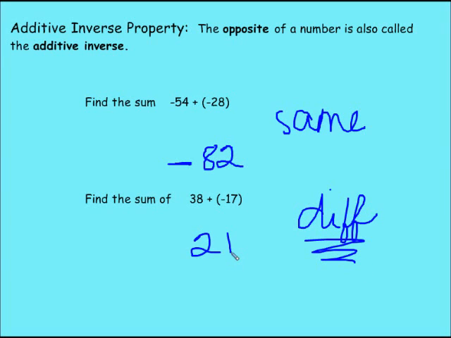Notice I forgot all about the negative. I just said they're different signs, so I'm going to find the difference. Now, which one of those numbers, 38 or 17, again forgetting the sign, which one's the larger one? 38 is the larger one, so it would keep that sign. We don't have to write a positive. It's implied, so that would be a positive 21.